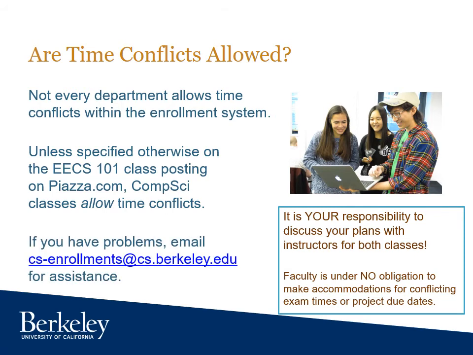And then the last note I have about this is that even though the system might be set to allow time conflicts, it seems like every semester I have a handful of students who may still have problems. The system kicks up a message that says there's a time conflict and they can't enroll. If that happens to you and you've gone out to the EECS 101 section and you see that yes, the class should allow time conflicts, but you can't get into the class because of a time conflict, please send an email to cs-enrollments@cs.berkeley.edu. I manage that email alias, and if you include your SID number, I will do my best to help you figure out what's happening with your time conflict enrollment.